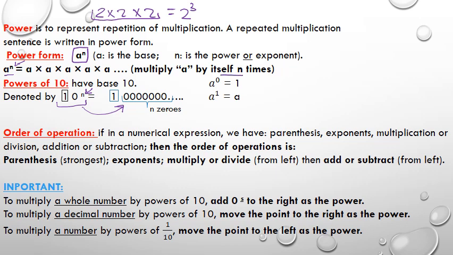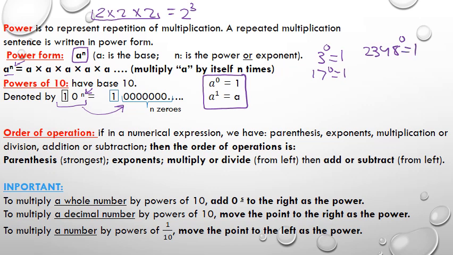We have very important rules in powers. Any number to the power 0 gives us 1, so a to the power 0 equals 1. For example, 3 to the power 0 is equal to 1. 17 to the power 0 is equal to 1. 2348 to the power 0 also equals 1.